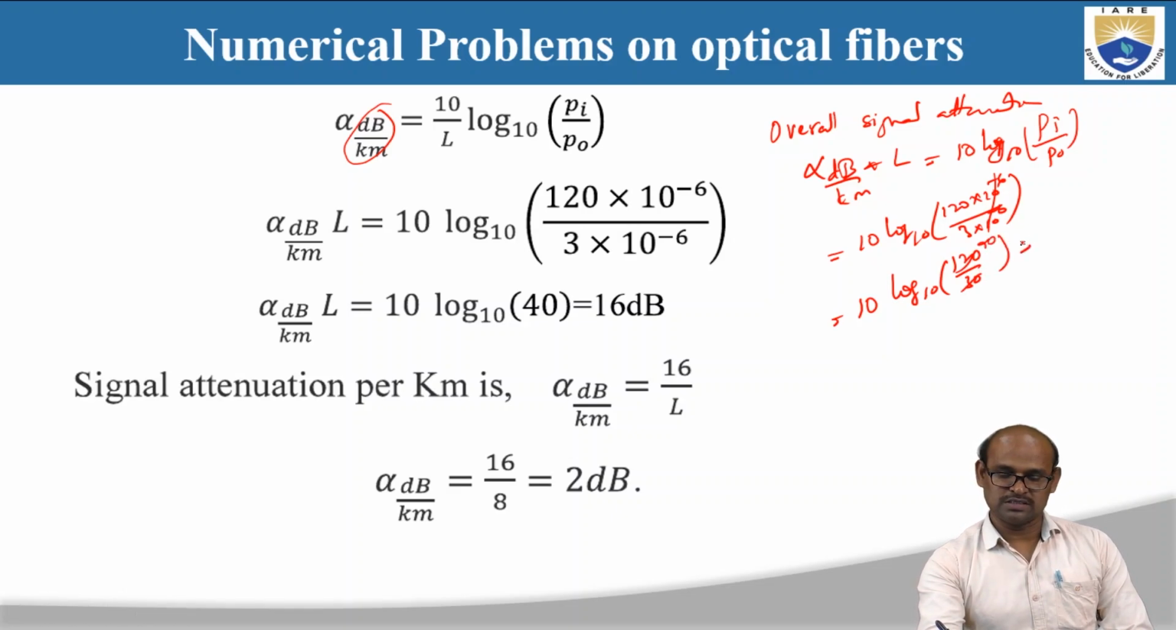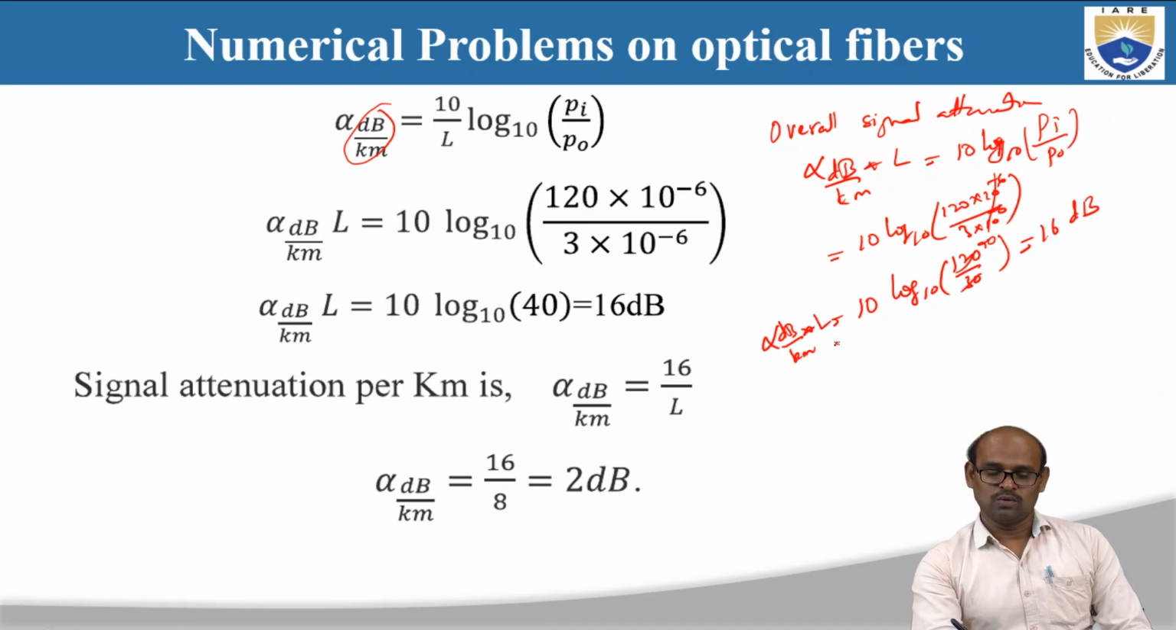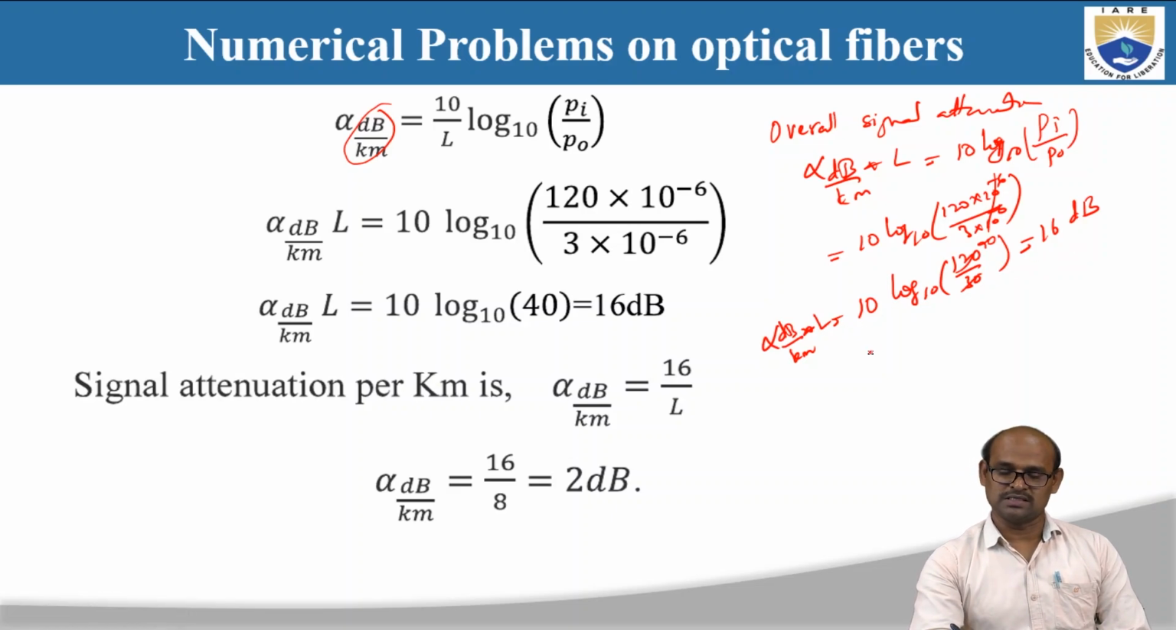So the answer is 16 decibels. Alpha decibels per kilometer into L, over the overall signal at 8 kilometers length, is 16 decibels. Now, this is the first one. Overall signal attenuation is 16 decibels.